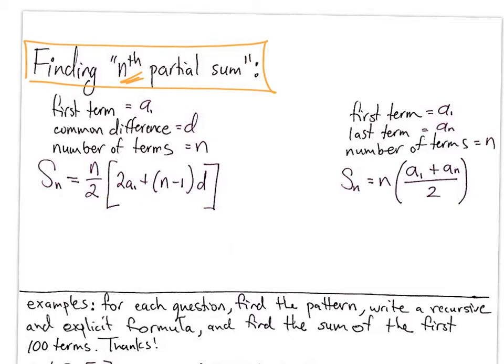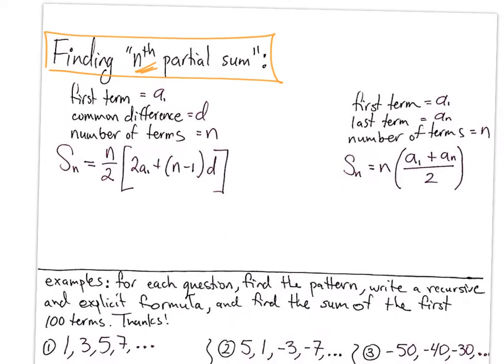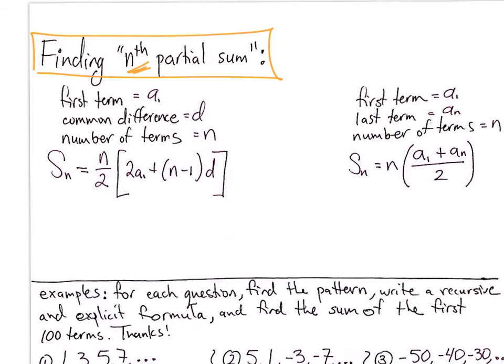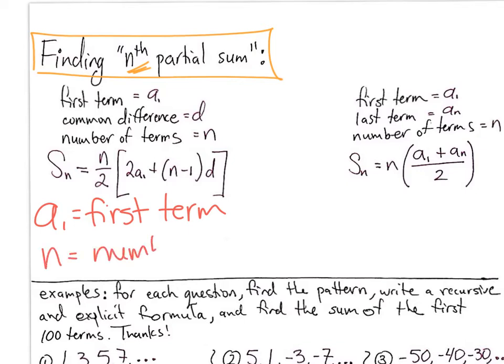But anyway, here they are, and so we'll use both. So you have those formulas written down, and let's just make sure we know what they are. So a sub 1, that's defined as the first term. N is the number of terms. A sub n is the last term.